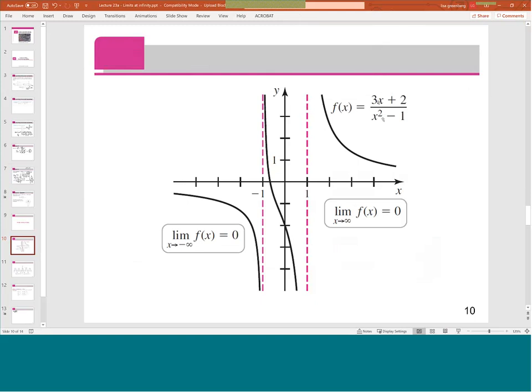Notice here, if I look at the leading term over the leading term, I have 3 over x. As x goes to infinity, that goes to 0. I have my horizontal asymptote here at 0, which is the limit as x approaches negative infinity and positive infinity of f of x, both go to 0. Clear? Yes. Good.